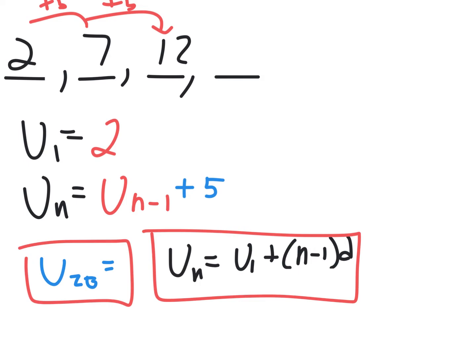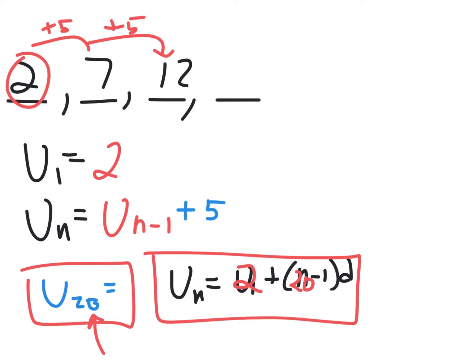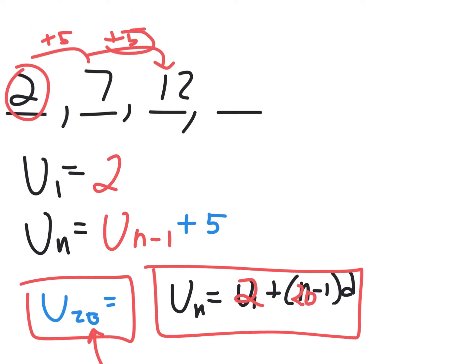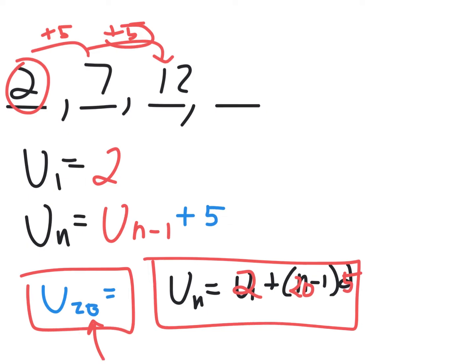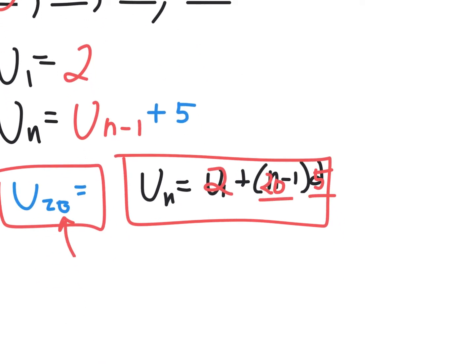u1 is the first number, and that's right there, so it's 2. And then n, that's the n number, that's 20. All right, and the d is the common difference. That's the plus 5 here. So there's a 5 there. And now I go 19 times 5 using my calculator. That's the order I'd do it in. 19 times 5 first, and then plus 2. And I get 97. Raise your hand if you had 97.